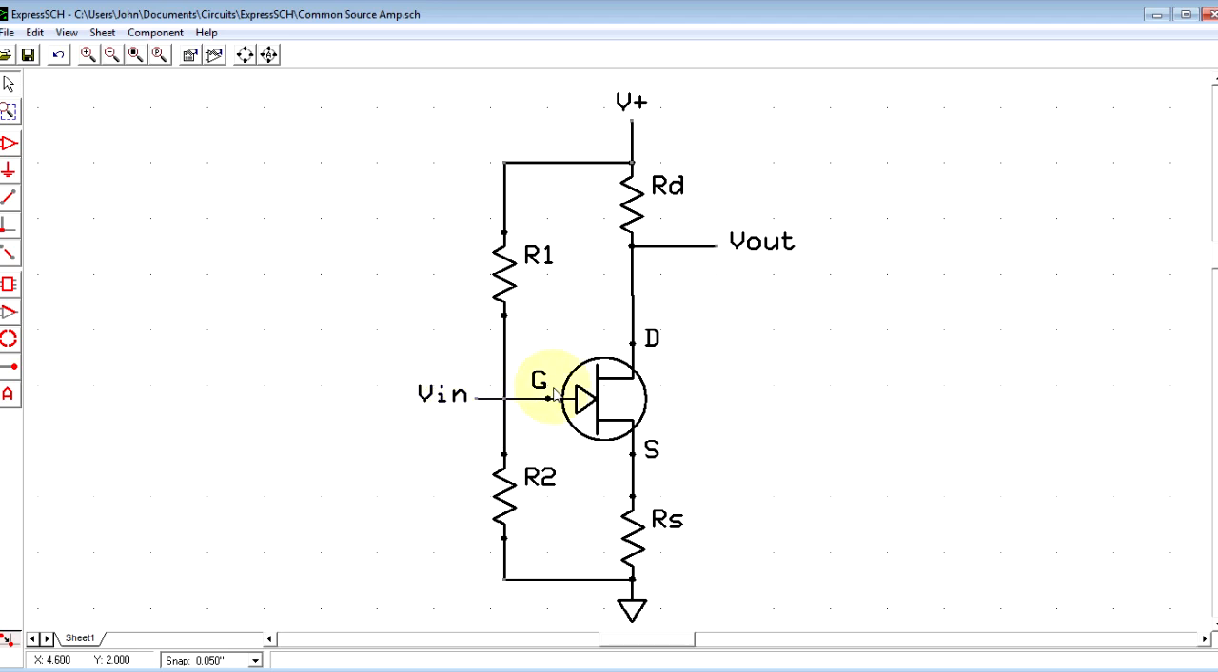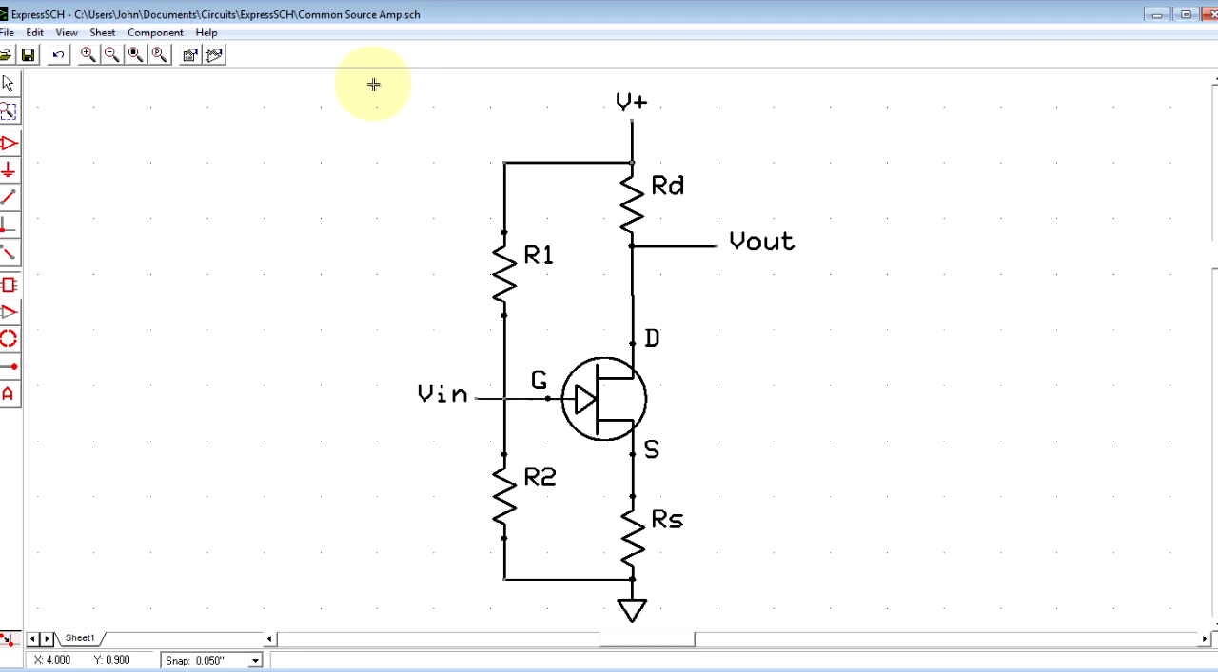Now the input voltage at the gate is biased with this R1, R2 resistor divider network, to maintain a lower voltage at the gate relative to the source voltage. And the source voltage is determined by this drain supply voltage through the drain resistor and the source resistor. This also determines the gain of the amplifier.